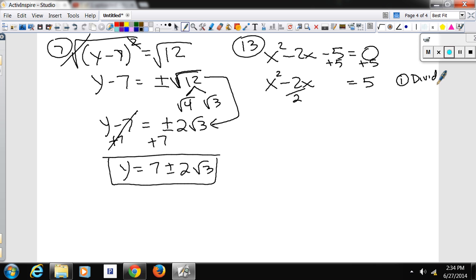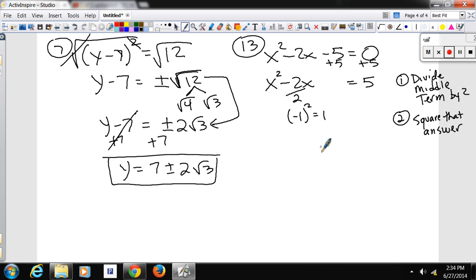Divide the middle term by 2. That's your first step, and in that case you get a -1. Step 2 is to square that answer. So you would take this -1 and square it, which in this case is a 1, and then you would add it to both sides.